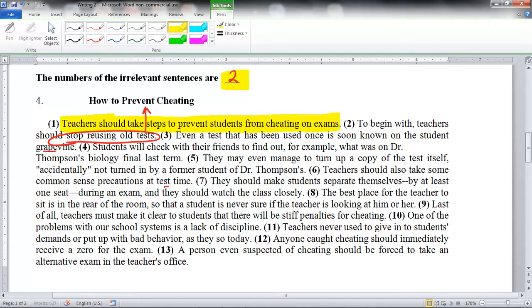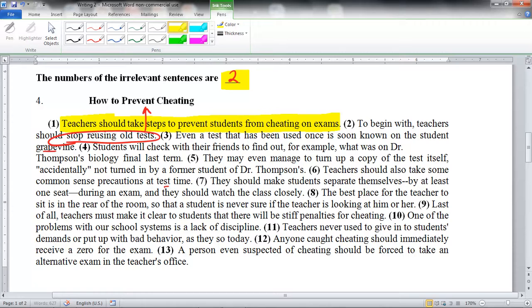Right? Last of all, teachers must make it clear to students that there will be stiff penalties for cheating. One of the problems with our school systems is a lack of discipline. Teachers never used to give in to students' demands or put up with bad behavior as they do today. Anyone caught cheating should immediately receive a 0 for the exam. A person even suspected of cheating should be forced to take an alternative exam in the teacher's office.